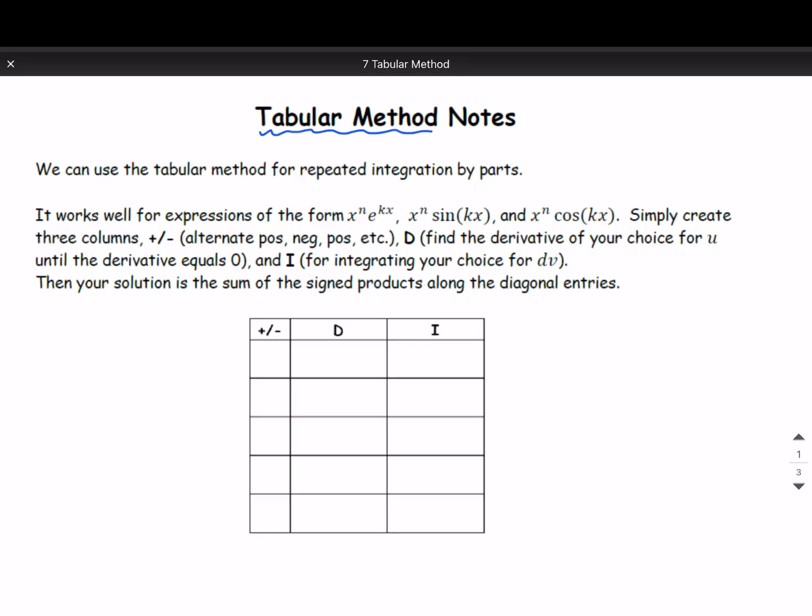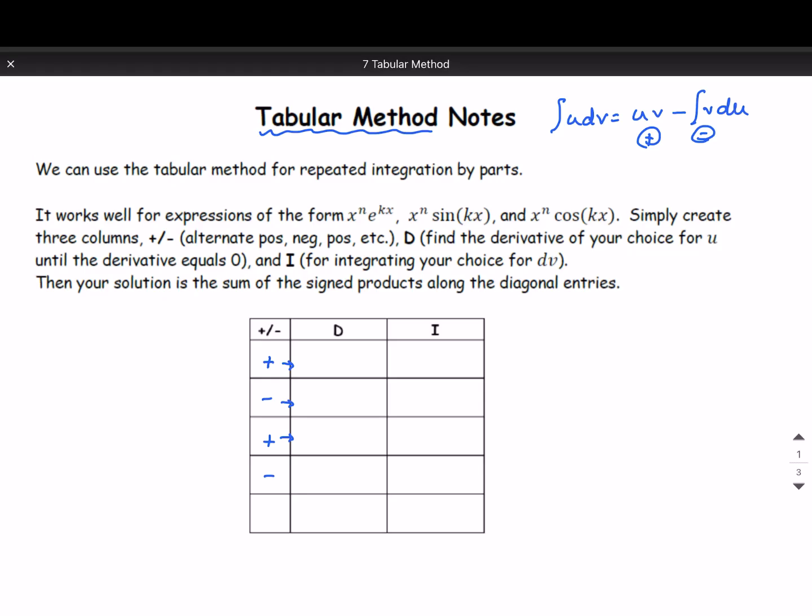It keeps us organized with all our u's and v's. And the way we do this is we make 3 columns, one for positive and negative, one for the derivative, and one for the integral. So for the positive and the negative, you're always going to start positive, and then it alternates positive, negative, and that's going to be the sign for your derivative. Because when we use the integration by parts, the u times v is positive, and then we minus the integral of the v du. So the first part is positive, the second part we negate. That's where these positives and negatives are coming from, okay?